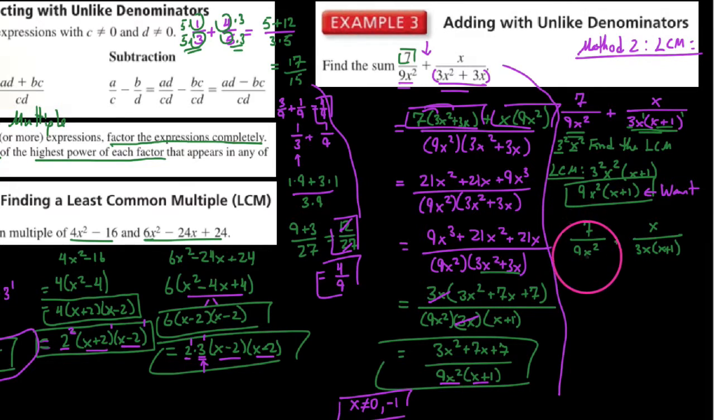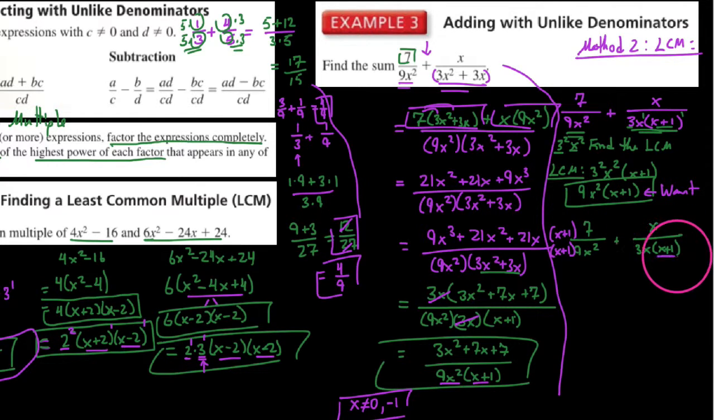So as we look at this here, what we're saying is really in the first denominator I already have the 9 and the x squared. What else would I need? Well, I would need x plus 1 on top and bottom. So we're going to multiply the top and the bottom times x plus 1 on the left fraction. And on the right expression here, we need a 9x squared times x plus 1.